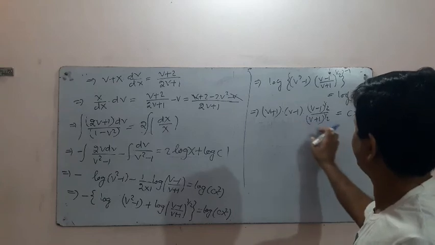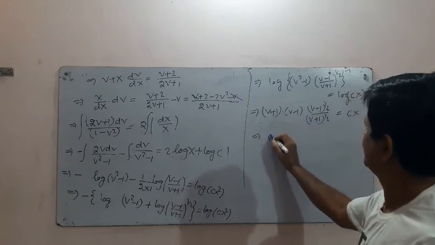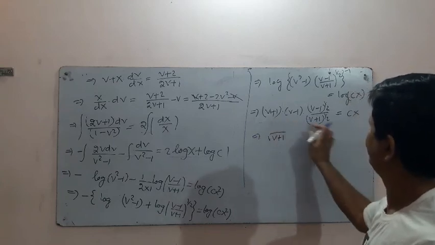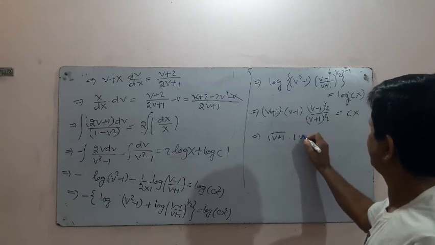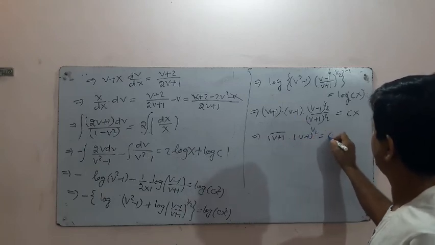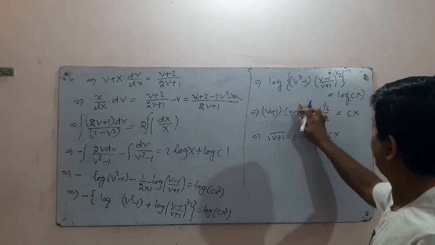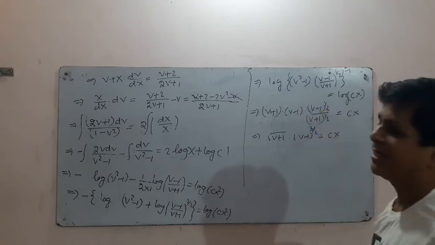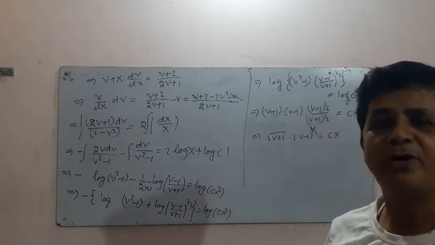The (v plus 1) factor will be cancelled, so it is root of (v plus 1) and (v minus 1) to the power half is equal to cX to the power 3 by 2, 1 plus half is 3 by 2, right? What will be put in the place of v?